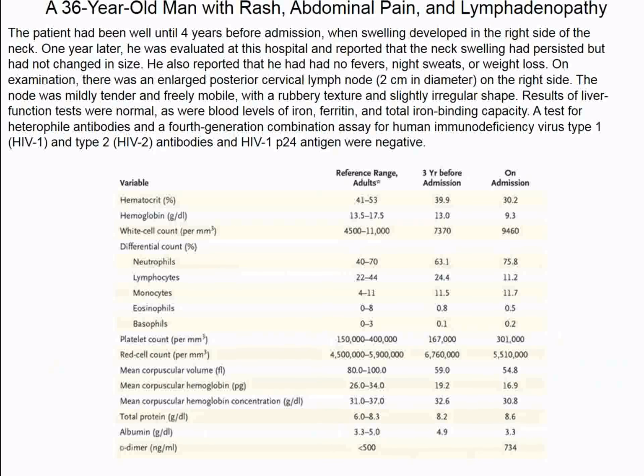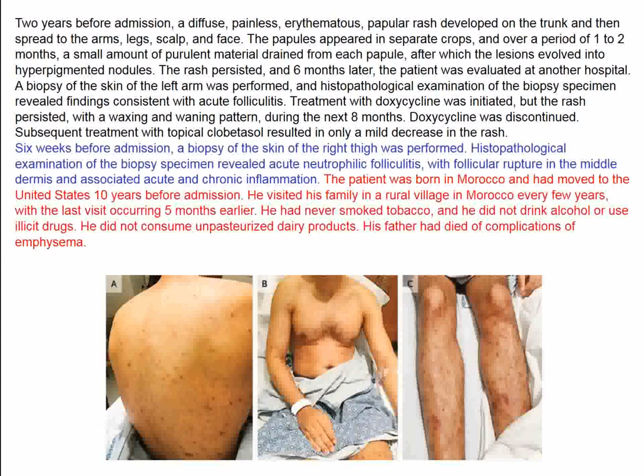The case in the New England Journal, I got upset about this one too. It concerns a 36-year-old man with a rash, abdominal pain, and big lymph nodes. I had no idea what's wrong with this patient, and these lab values don't help. And various tests for all sorts of things that might be associated with the rash were negative. But important in his history is this patient was from Morocco, and he'd moved to the United States 10 years before admission.